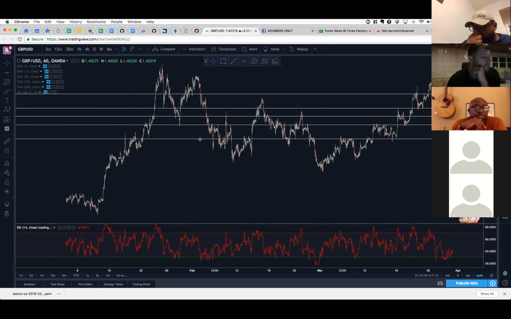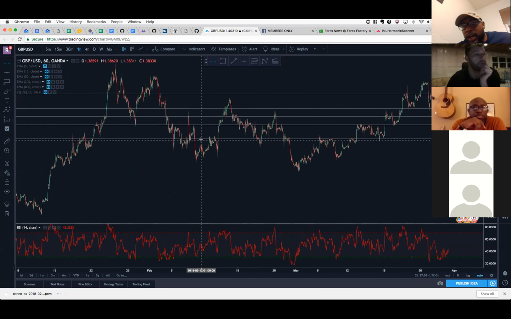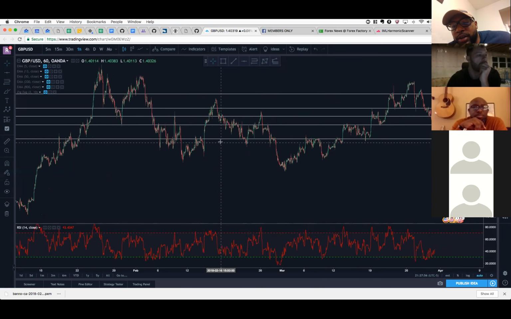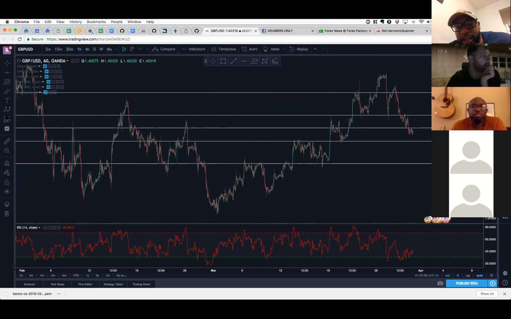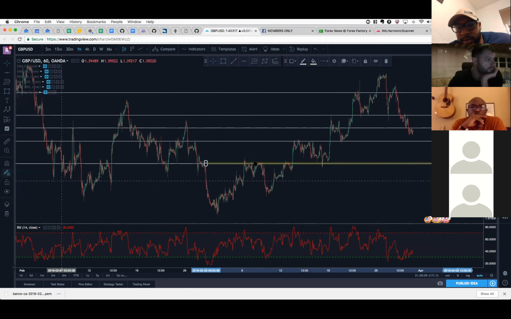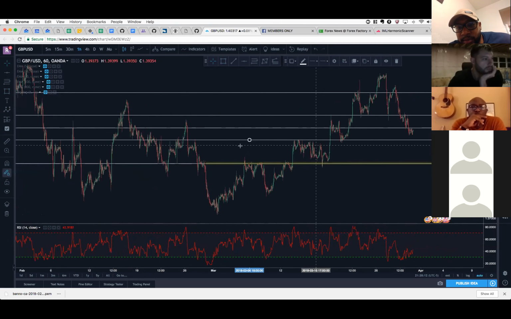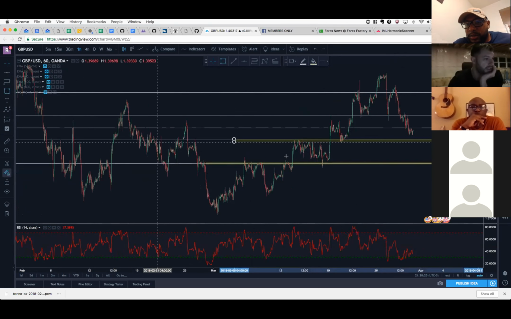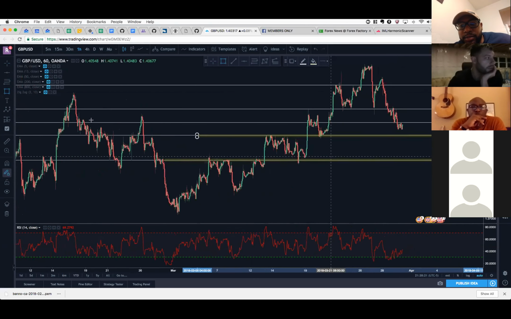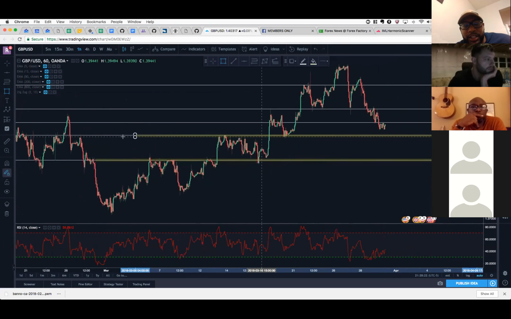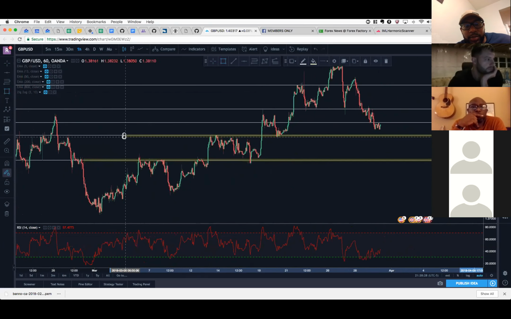Do me a favor, just so we put this in members only. Just draw those little boxes where support and resistance intersect, so they know where to get in. Just draw a little small rectangle. Not where they wick, just make your boxes a little smaller. I just want people to see that, show that visual.